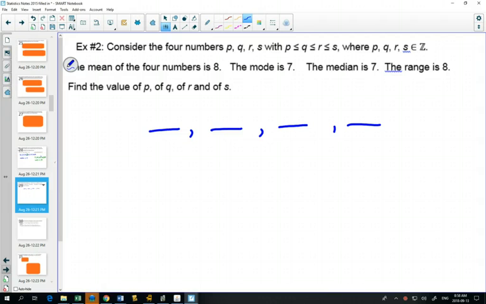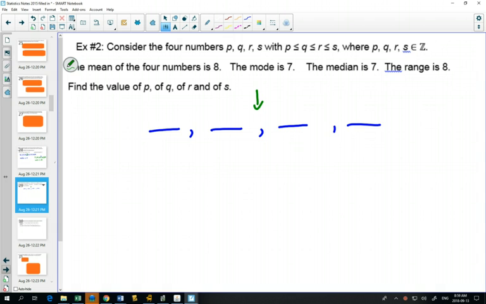But we're going to put 4 spaces here. And we know that this goes from smallest to biggest because we have P less than or equal to Q, less than or equal to R, less than or equal to S. We know that the median is 7, so we can say the median goes right there since we have an even number. That means the average on either side of that has to be something that averages to 7. Could be 8 and 6, could be 7 and 7, could be 9 and 5.